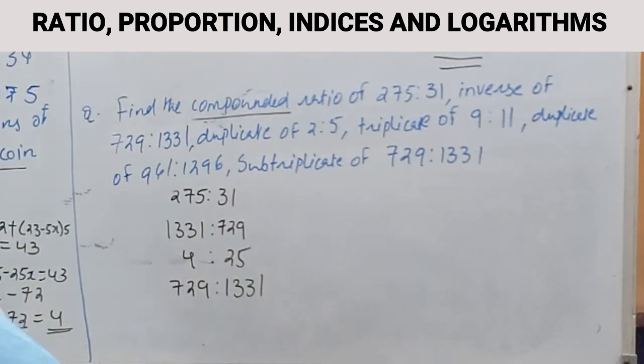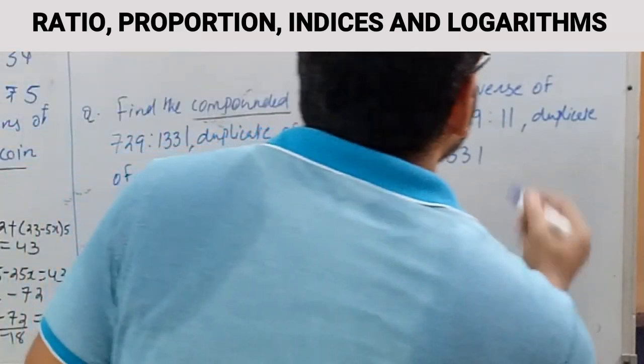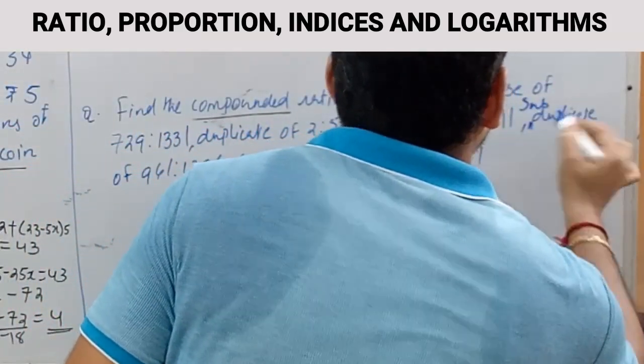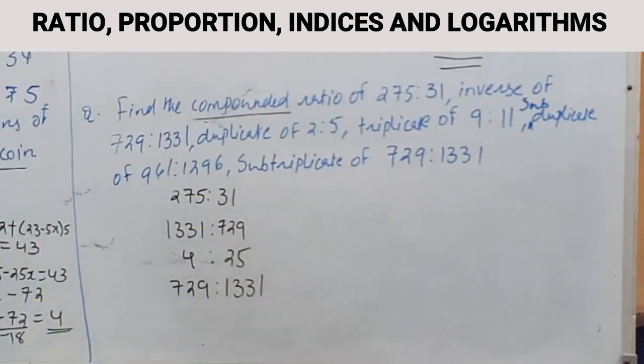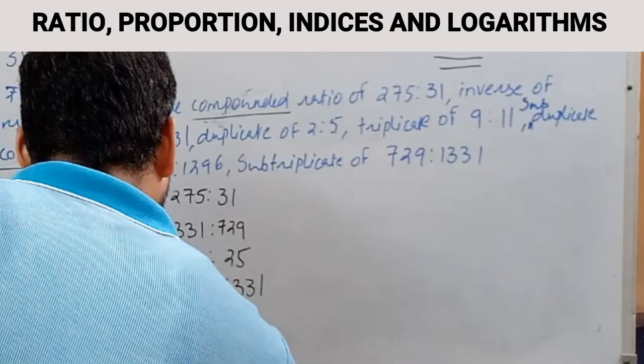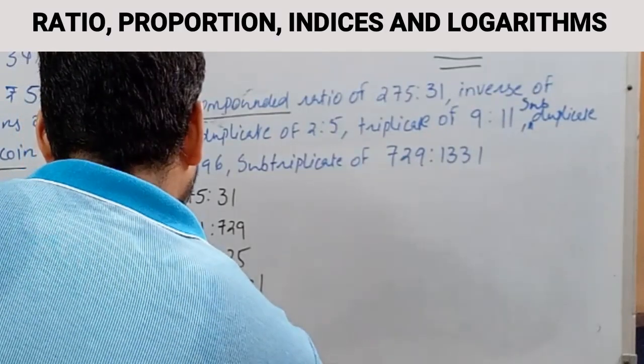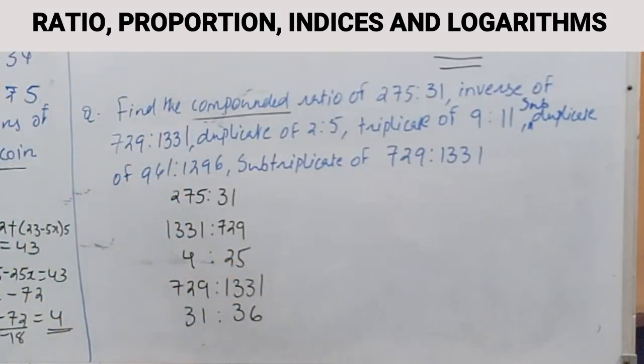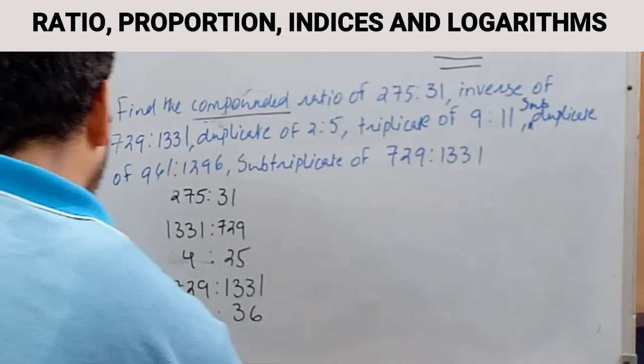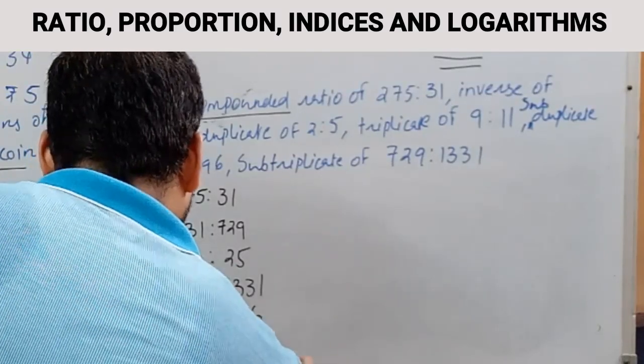Then the subduplicate of 961 is to 1296 will be 31 is to 36. Then the last one, subtriplicate, that means the cube root of 729 is to 1331, 729 and 1331, so 9 is to 11. Okay.